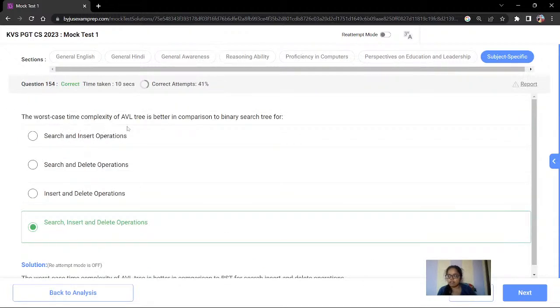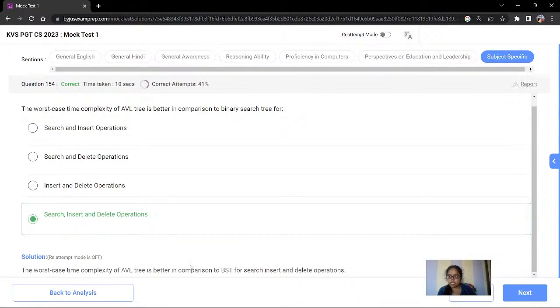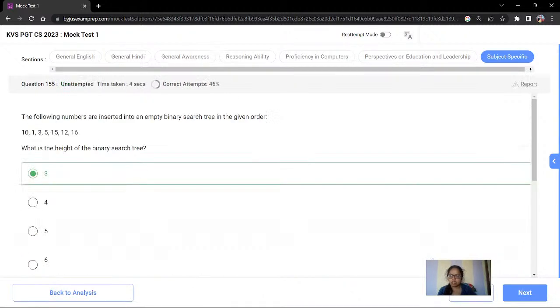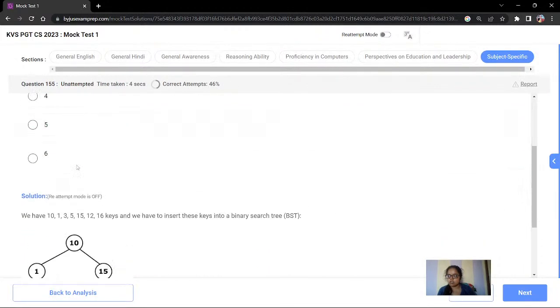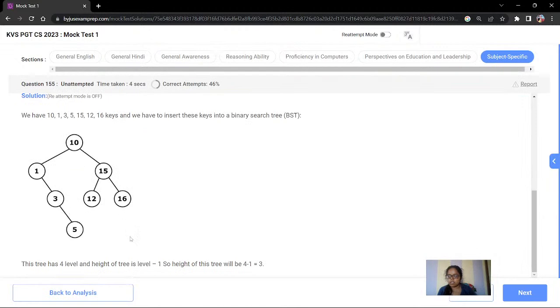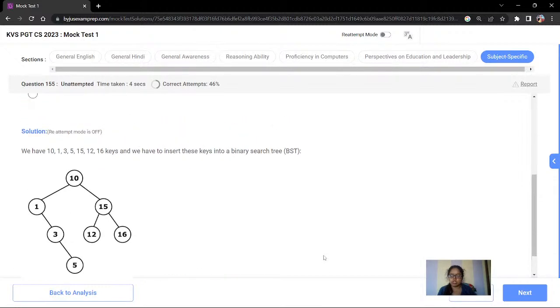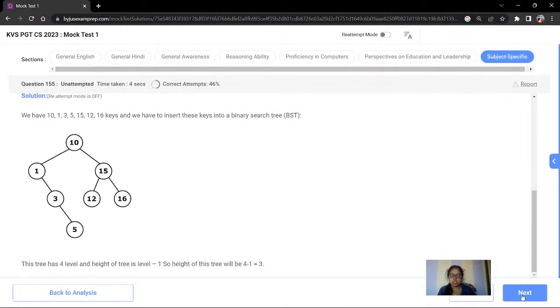Now, the AVL tree is used basically for search, insert, and delete operations. The worst case time complexity is for the search, insert, and delete operations. Binary search: here you can see this is the arranged binary search tree. So here the height is 4 minus 1: 1, 2, 3, 4. So 4 minus 1, that is 3, is the height of the binary search tree.